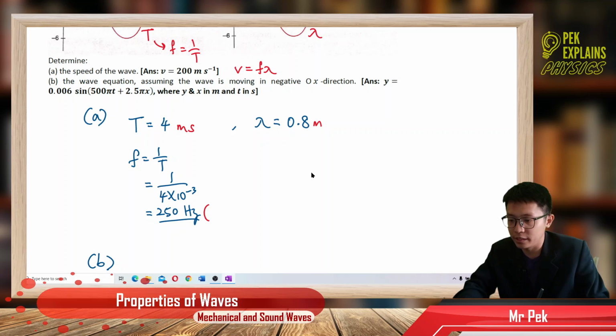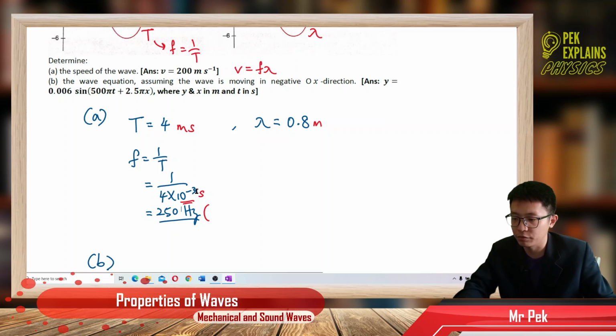This hertz is because the time period you already changed to second, since the milli you changed to exponent negative 3. So the unit now is second. So your frequency is actually per second. Per second actually is hertz, the same meaning.